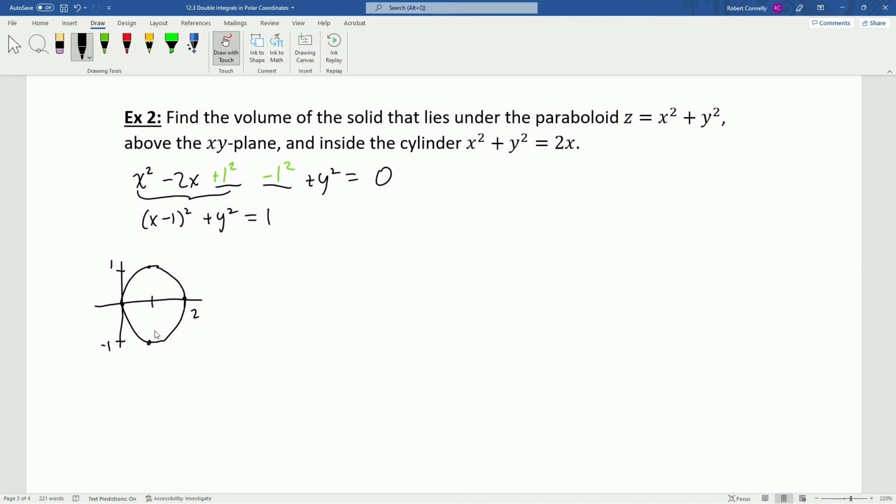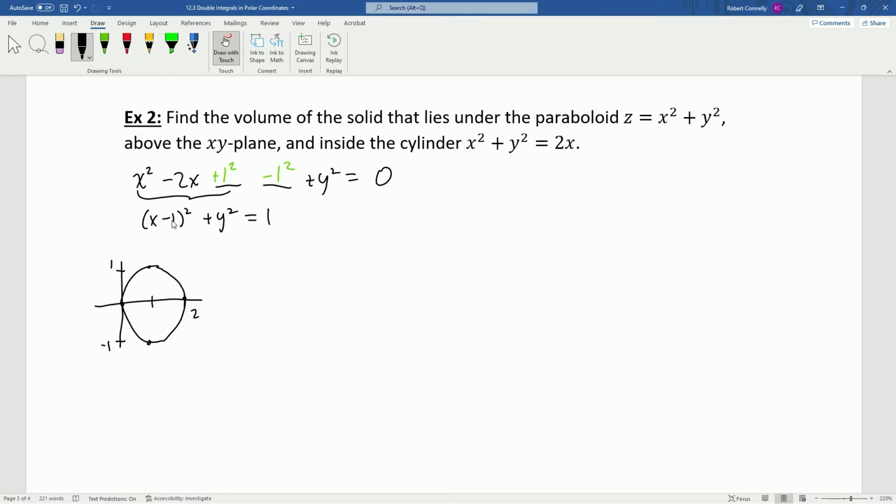So what does this region look like? All right, so here, this is a cylinder. So it looks like this circle on the xy plane, but of course it's a cylinder, so it goes all the way up and down. But all we need is the image on the xy plane, so we know what we're integrating over. So this is the image on the xy plane.